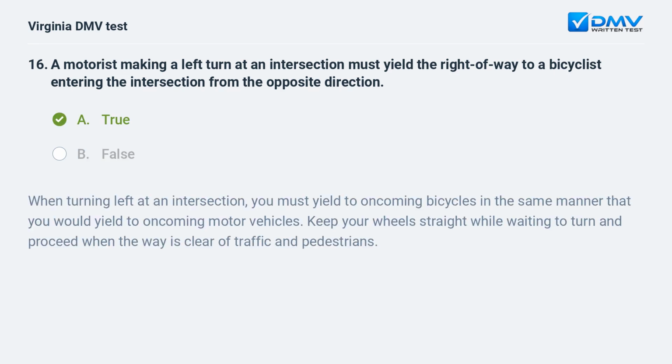A. True. When turning left at an intersection, you must yield to oncoming bicycles in the same manner that you would yield to oncoming motor vehicles. Keep your wheels straight while waiting to turn and proceed when the way is clear of traffic and pedestrians.